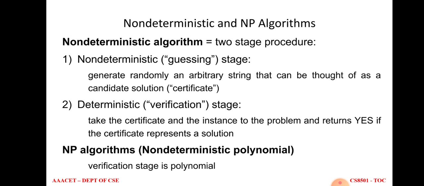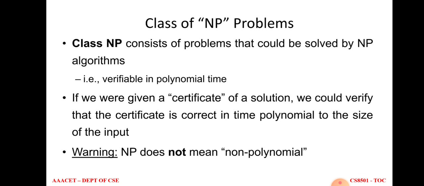There are a lot of possible solutions for the problem, so that is non-deterministic. The second, verification stage is deterministic, because after guessing the correct value we can verify whether the corresponding value is correct or not. So that verification stage is deterministic only. In class NP, the verification stage is polynomial.